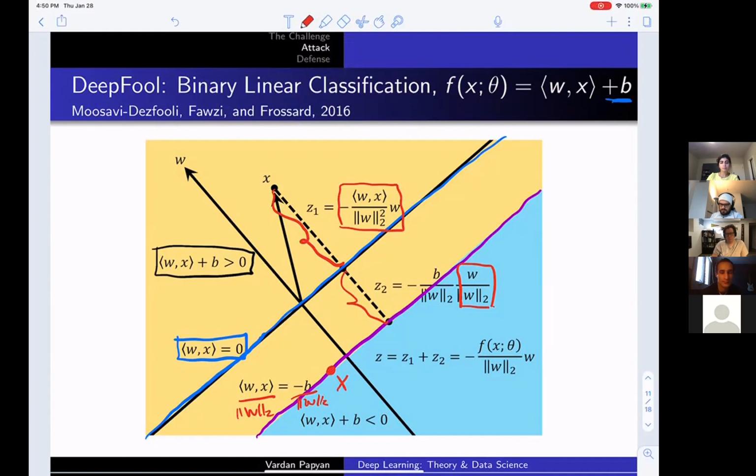It says if you take this point x, so this is the vector x, and you project it onto this unit vector, then you're going to get minus b divided by the L2 norm of w. This is what this equation is saying, right? So based on this, what is the distance between this point and this point? It's just equal to minus b divided by the L2 norm of w. So that's why here you can see minus b divided by the L2 norm of w.